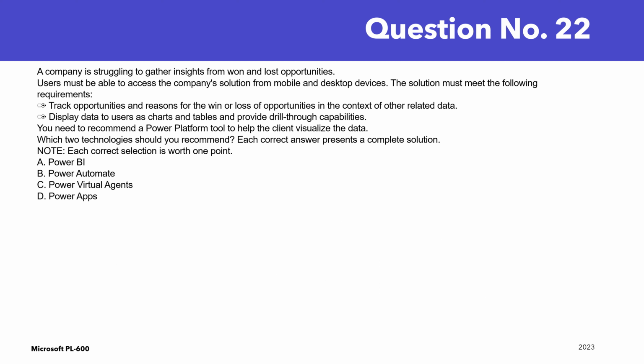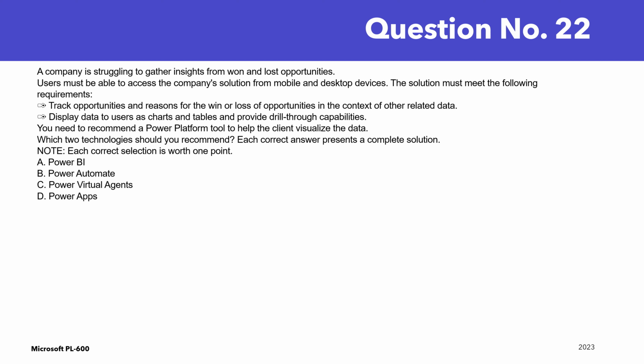A company is struggling to gather insights from won and lost opportunities. Users must be able to access the company's solution from mobile and desktop devices. The solution must meet the following requirements: track opportunities and reasons for the win or loss of opportunities in the context of other related data. Display data to users as charts and tables and provide drill-through capabilities. You need to recommend a Power Platform tool to help the client visualize the data.